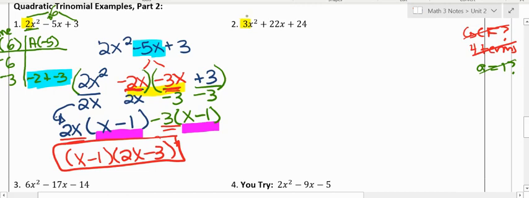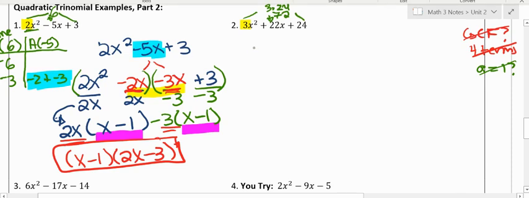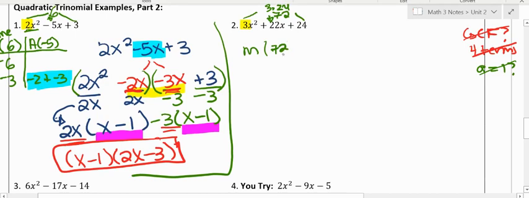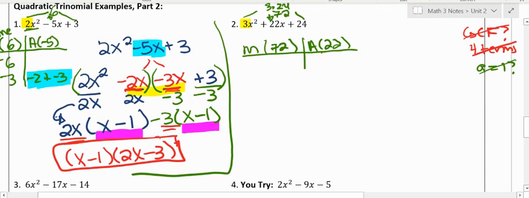So when we multiply, we're going to do the same thing. 3 times 24 is going to give us 72. And we're going to look for factors of 72 that add to 22. When we list all of our factors of 72 that add to 22, we're actually going to get our answer to be 18 and 4.